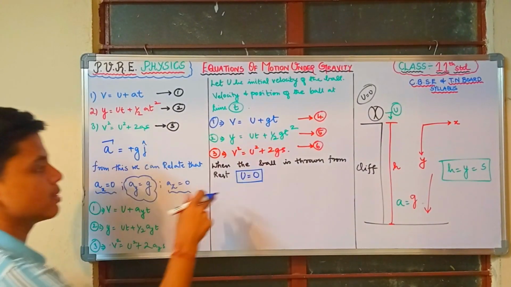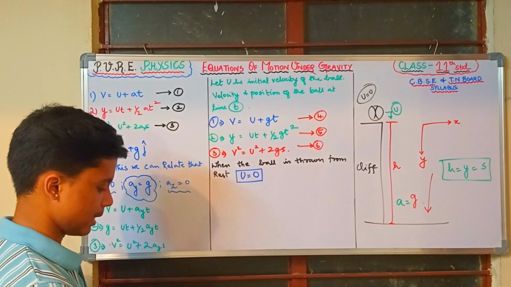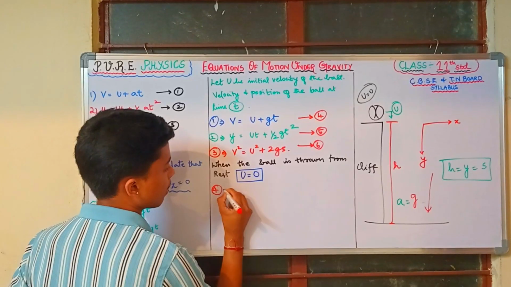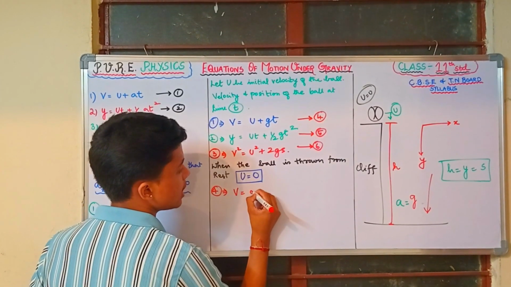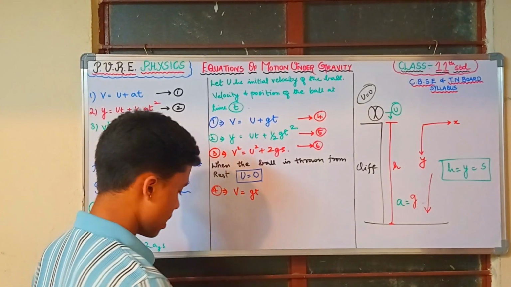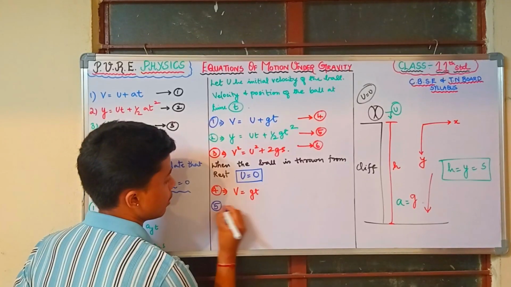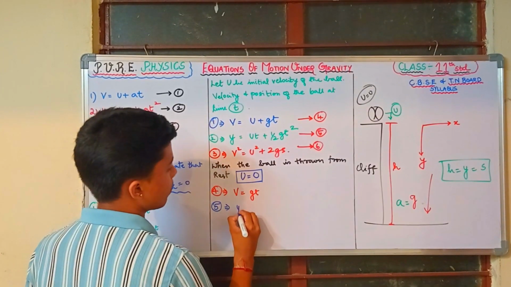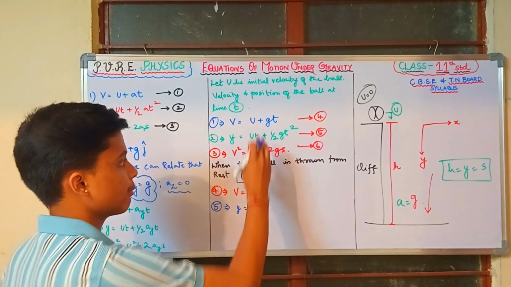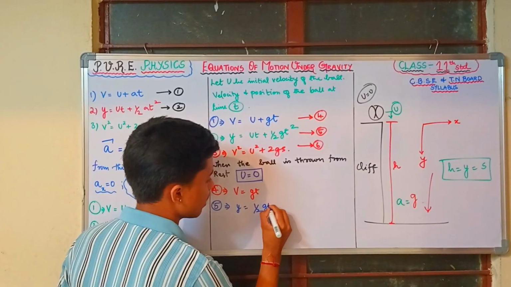So now you need to substitute u is equal to 0 in 4, 5 and 6. Therefore, your fourth equation will be v is equal to gt. When you substitute 0 in the place of u, you will get v is equal to gt. When you substitute u is equal to 0 in equation 5, you will get y is equal to u into t. When you multiply 0 into t, it is 0. So therefore the ut term vanishes and you will be left with 1 by 2 gt square.